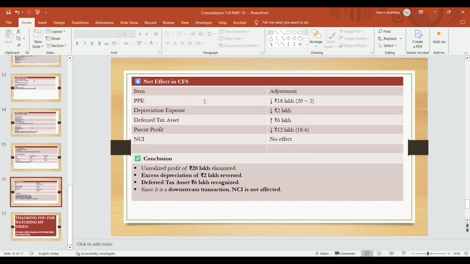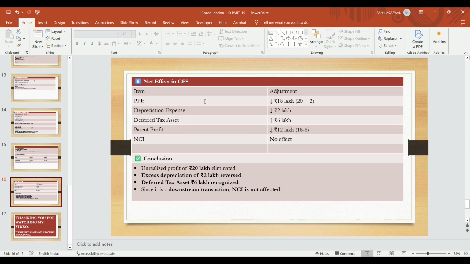Net effects in the CFS: at the time when consolidation is prepared, we have to reverse the profits lying in the stock. 20 lakhs is to be reversed. Less depreciation of 2 lakhs, so 18 lakhs is the PPE adjustment. Depreciation expenses get reduced by 2 lakhs. Deferred tax asset created is 6 lakhs. Parent's profit is affected by 18 lakhs minus 6 lakhs, because this is a downstream transaction, so NCI is not affected. The whole effect goes to the parent's profit.